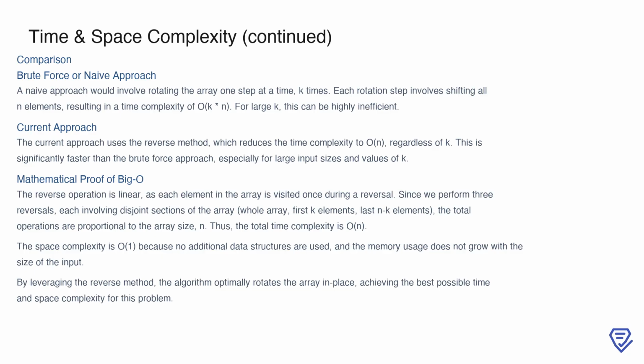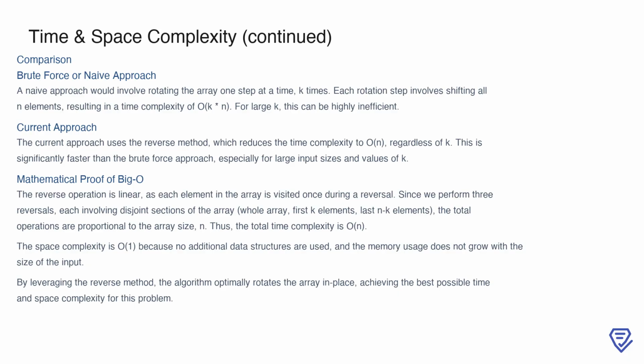Let's compare this approach to a brute force method. A naive solution would involve rotating the array one step at a time, repeating this process k times. Each rotation requires shifting all n elements, resulting in a time complexity of O(k*n). For large values of k, this becomes extremely inefficient. In contrast, the current approach leverages the reverse method, reducing the time complexity to O(n), no matter the value of k. This makes it far more efficient, particularly for large arrays or high values of k.